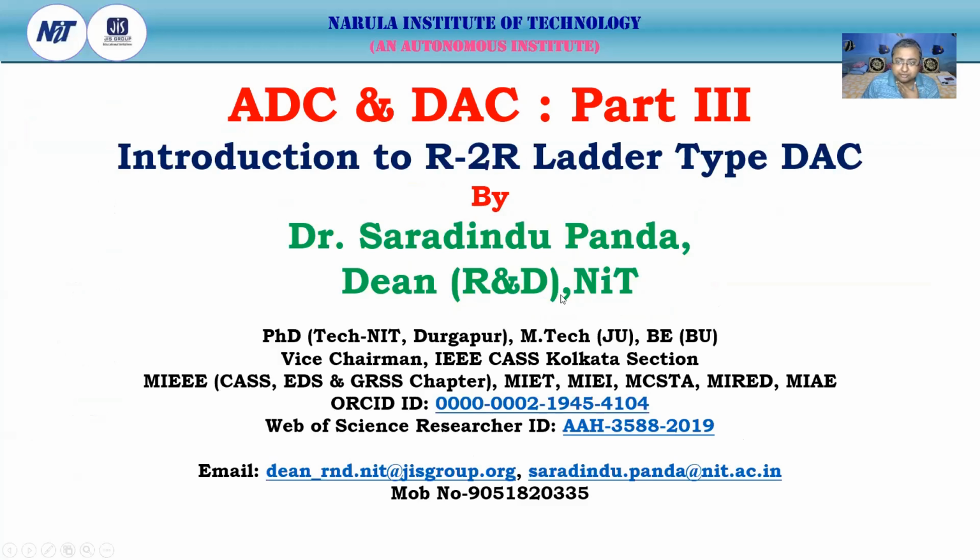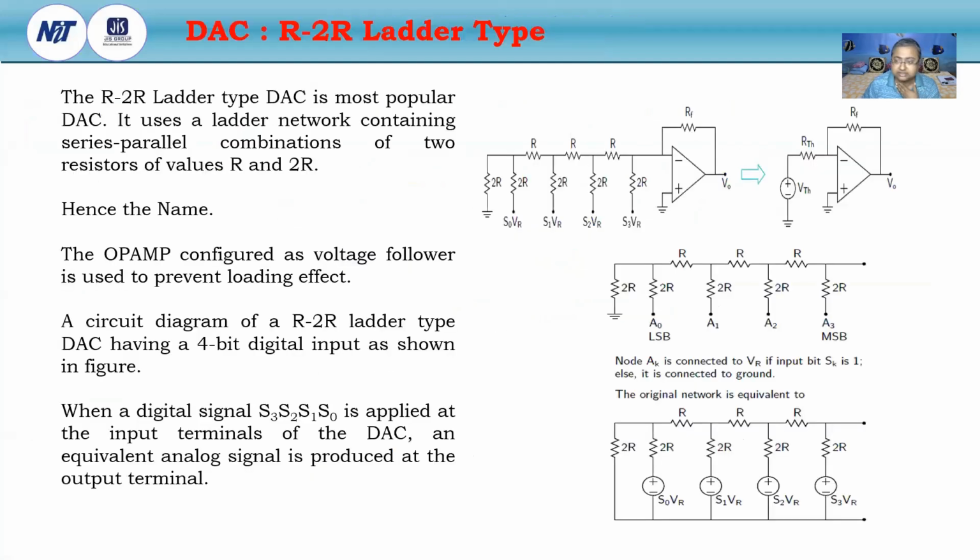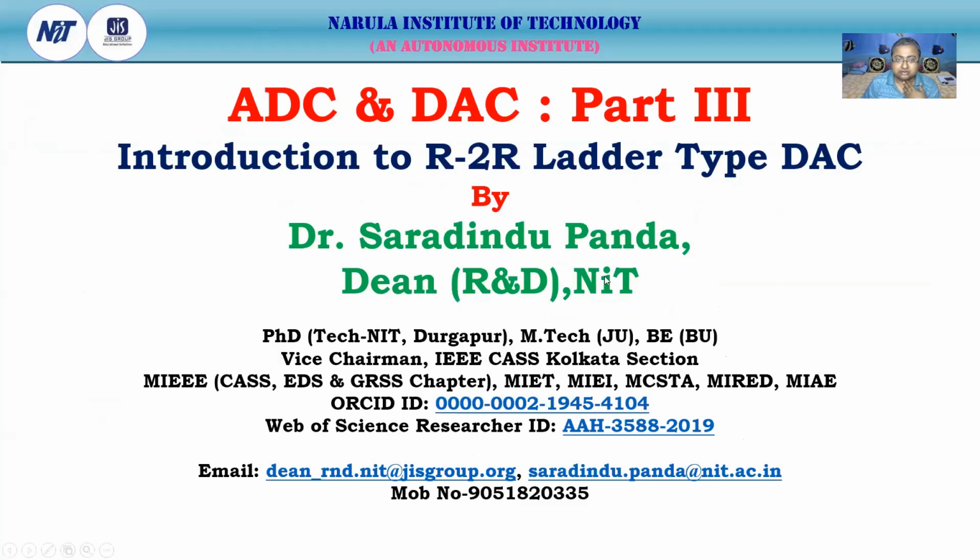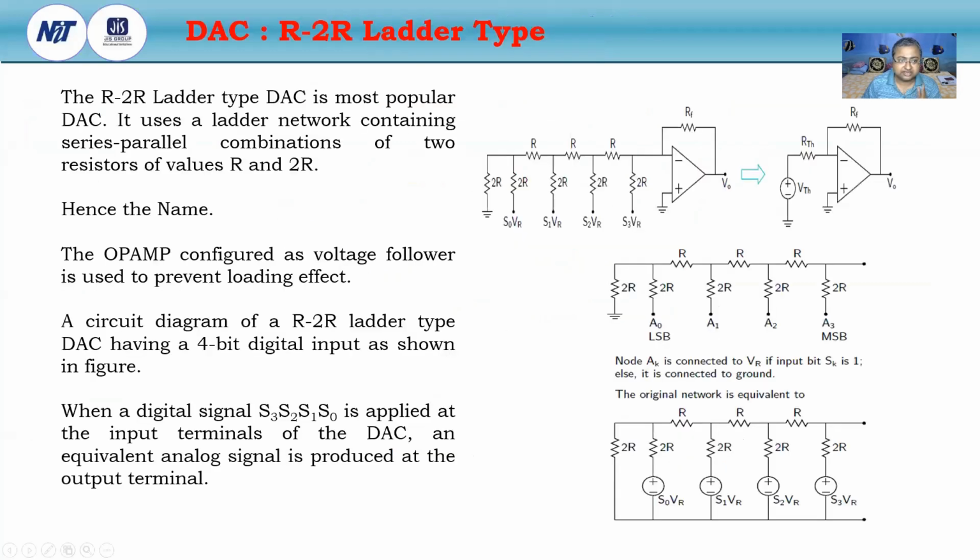So now, this is the second type of DAC, considering the disadvantage of the weighted resistor type DAC. So what is the R2R ladder type DAC? The R2R ladder type DAC is the most popular DAC. Here these R and twice R, R and twice R, are like a ladder. So for this reason, this is called the R2R ladder type DAC.